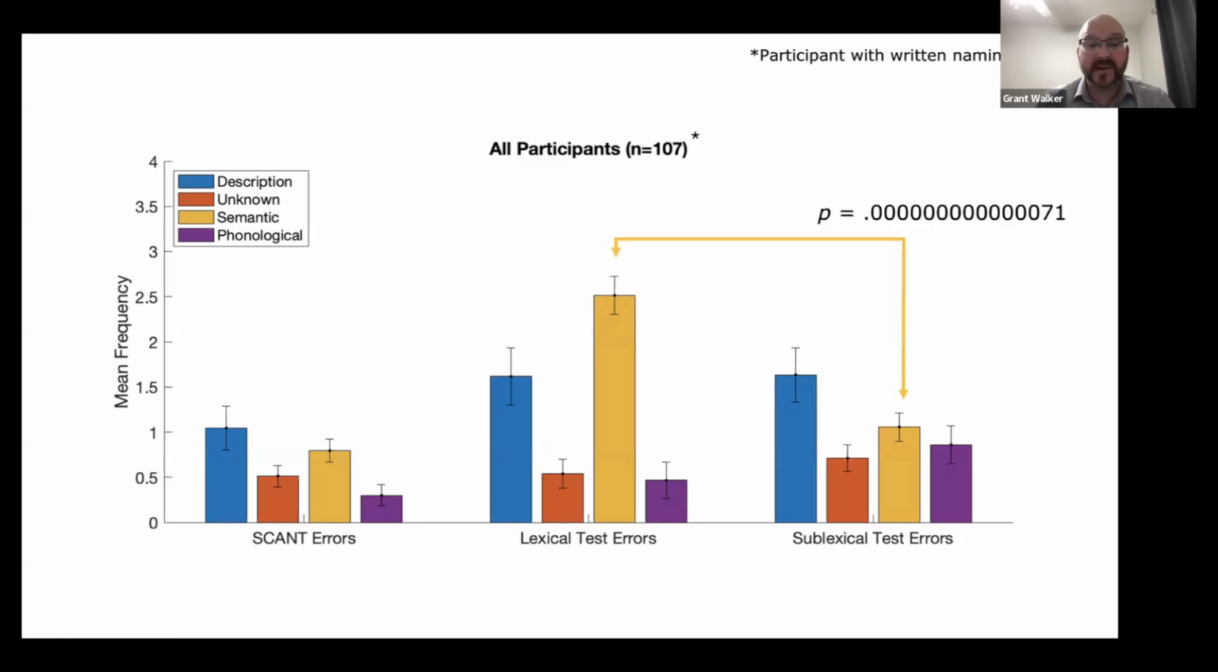So let me back up. The scant errors are here on the left. The scant errors tend to be low. High bars mean more errors, so that's poorer performance. So the scant tends to be a little bit easier than these other two tests, which are designed specifically to challenge one process or the other. And we see a highly significant difference in the proportion of semantic errors that we observe on one test versus the other, and likewise a smaller difference but still significant between the phonological errors. These tests do seem to be pushing these errors around.